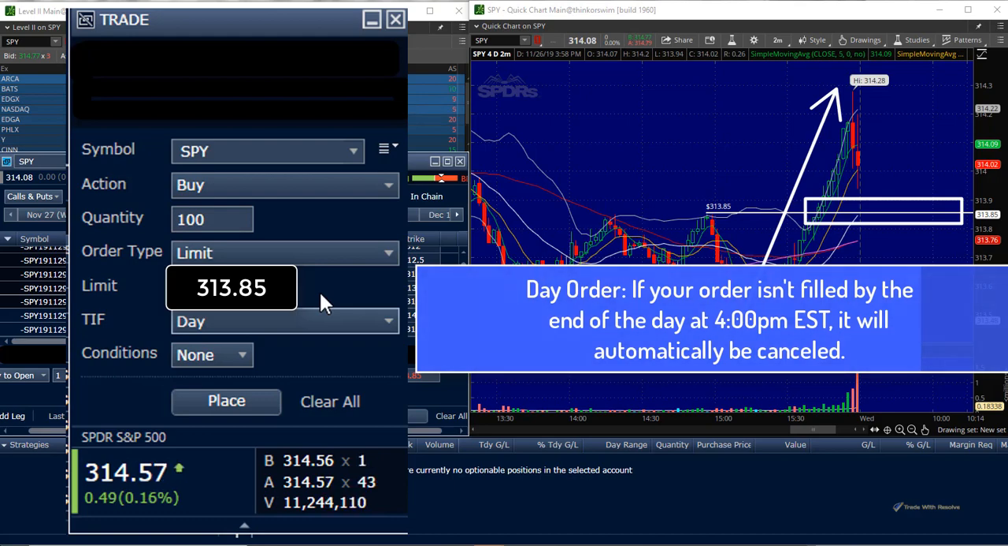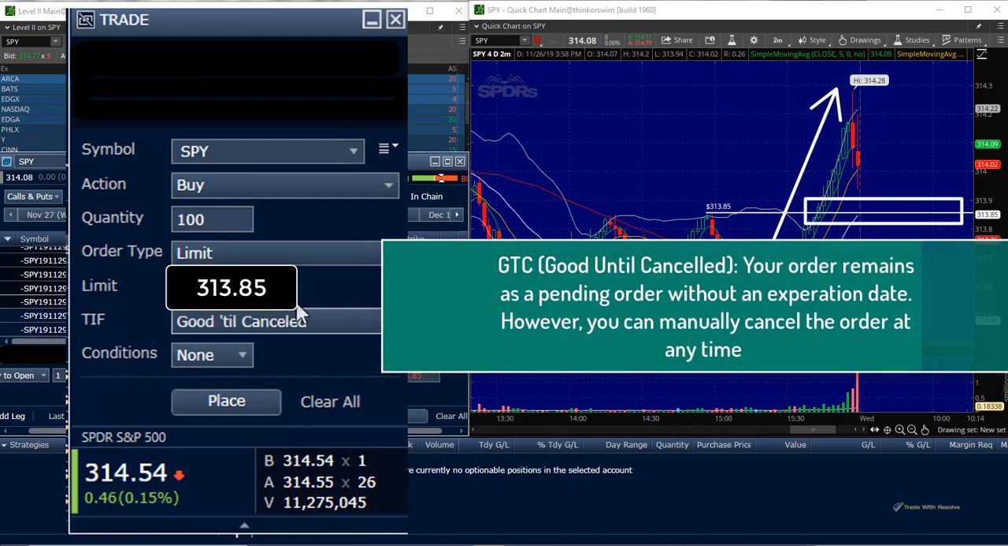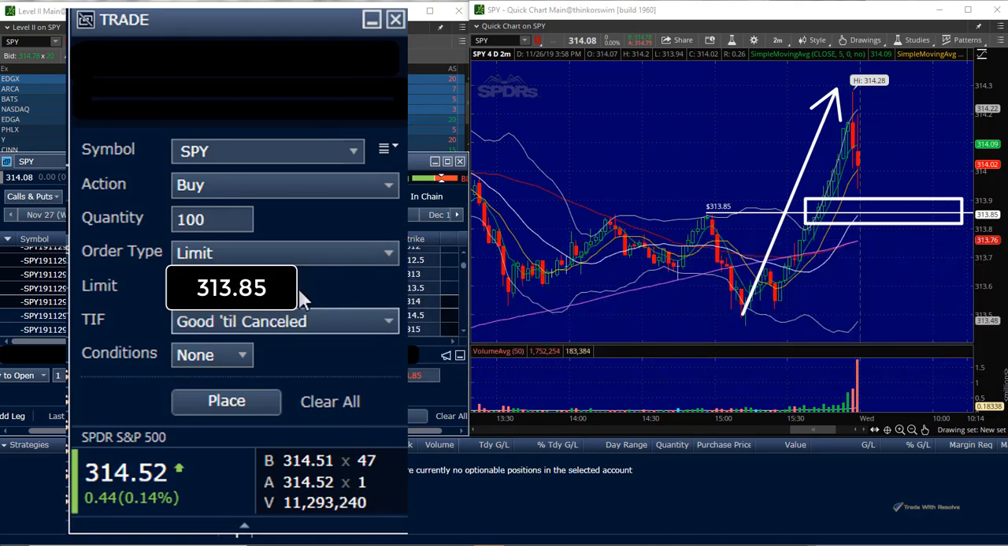If you choose GTC or good till canceled, that simply means that there is no expiration date for this order. So let's say we enter an order at 313.85 as we have done here. If the price of SPY does not meet that level by the end of the day, your order will still be pending because it hasn't been executed. And if you would like to cancel the order, you can do it manually, but the system will not cancel the order for you. So there's only two options. The order will be filled at 313.85 if the price of SPY reaches that level, or you will have to cancel the order manually.